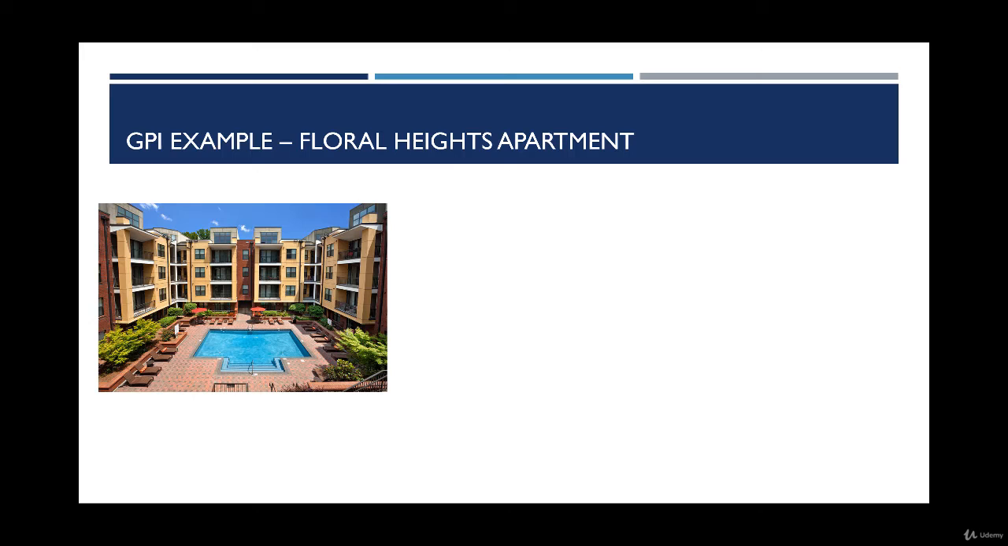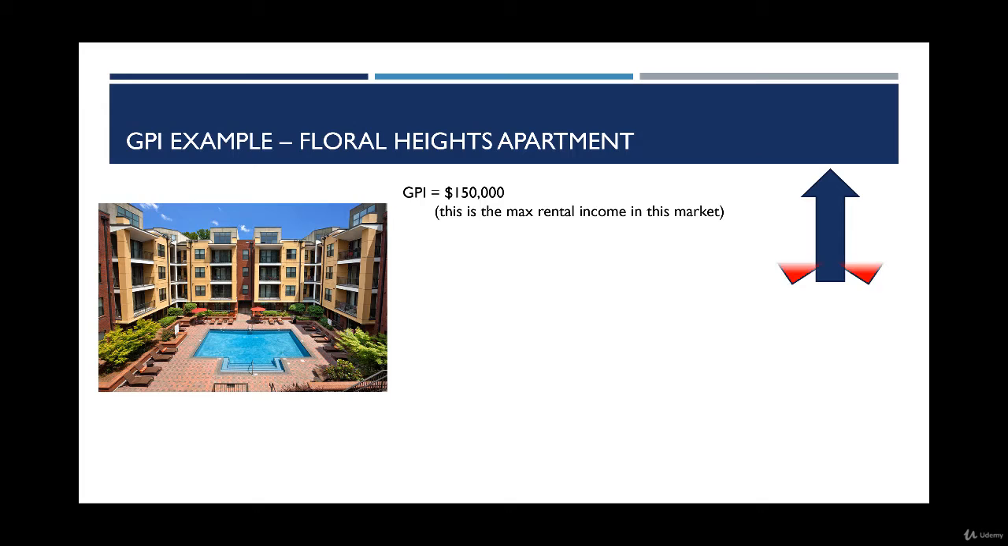Let's take a look at an example. If the GPI for Floral Heights apartment is $150,000, this would be the maximum income Floral Heights could generate from rents. You wouldn't be able to go up any higher than $150,000 for this property in this market. If you were to achieve this rental income, you would be operating at 100% efficiency.